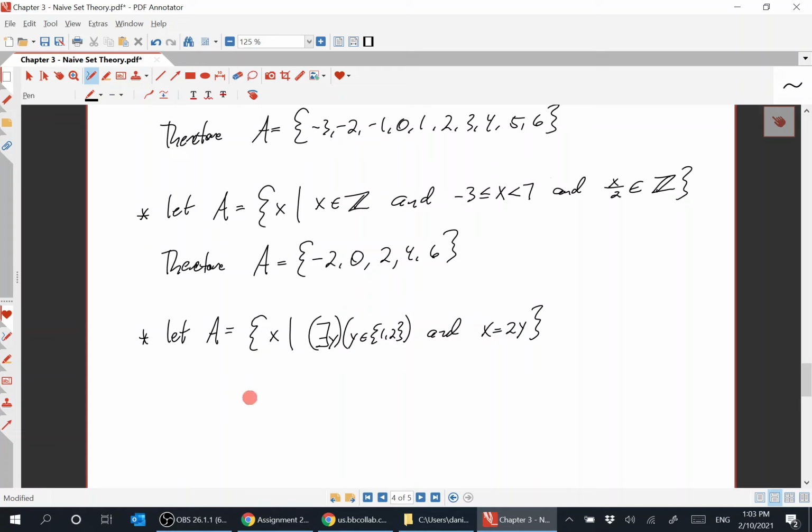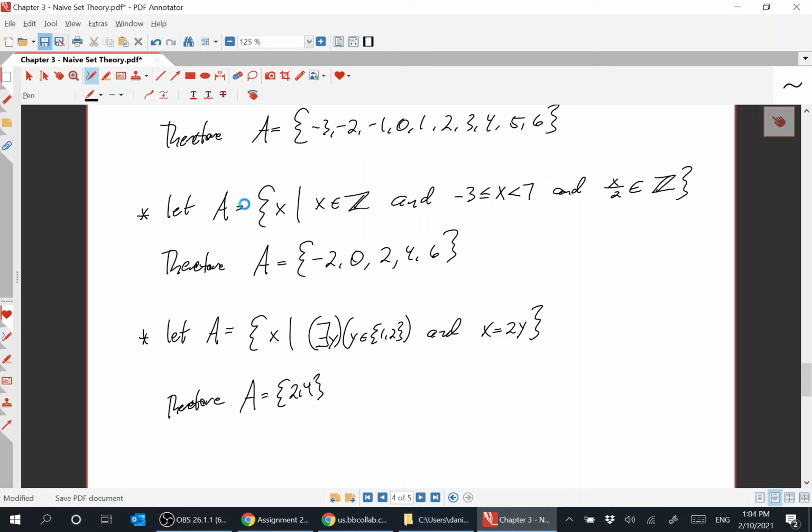What are the elements of A this time around? Is it 2 and 4? 2 and 4. Just 2 and 4. Yeah. All right, so to obfuscate things completely, you can use this set builder notation, but that's good. You guys got through that right away. All right.